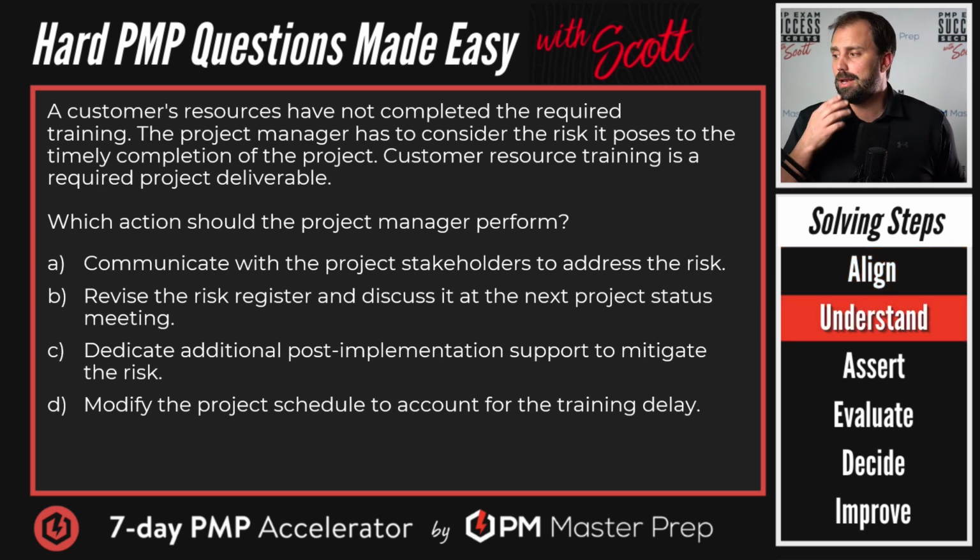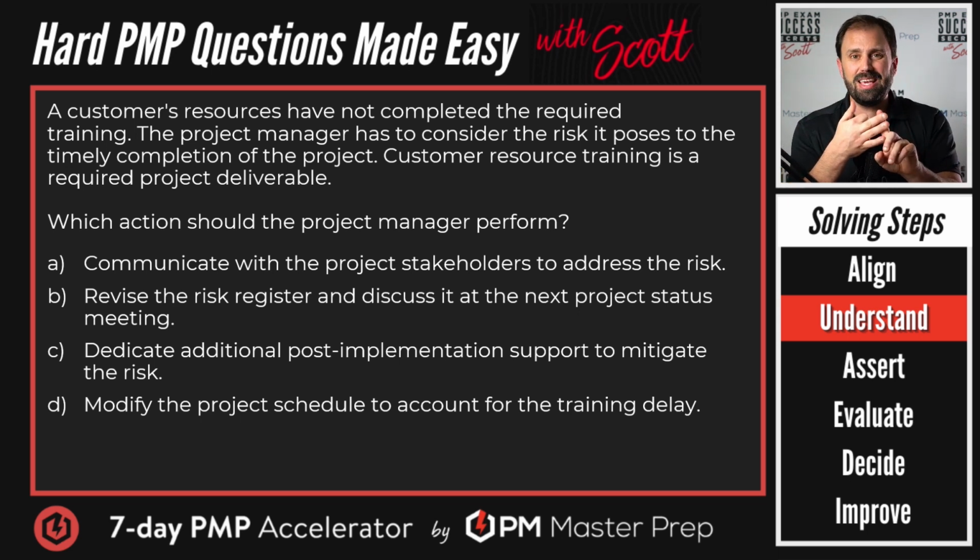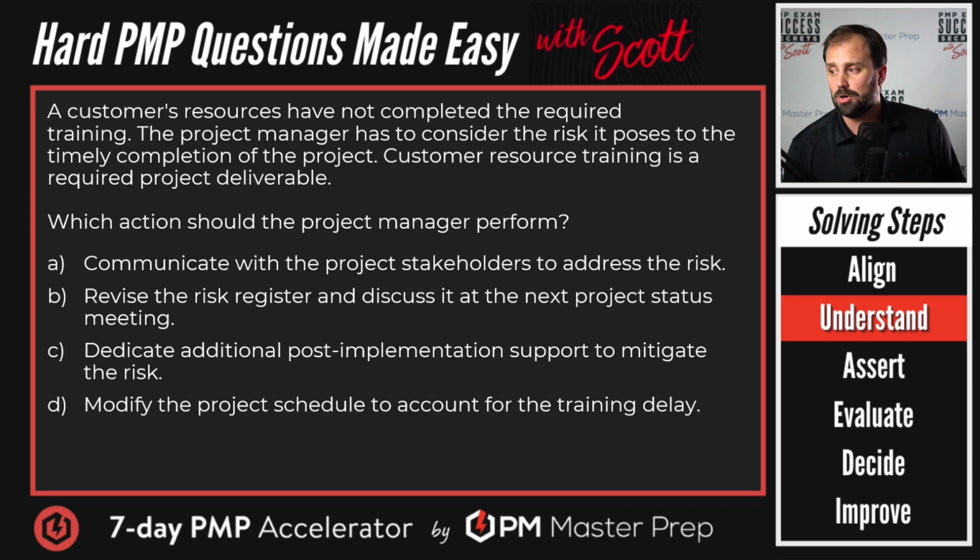Here we go. Step two is understand. Let's figure out what kind of project we're in, maybe what kind of process or event we're in. What are the keywords? Let's get our head around this. All right, so let's read the question. Go up to the top. A customer's resources have not completed the required training. So it's required training. The project manager has to consider the risk it poses to the timely completion of the project. The customer resource training is a required project deliverable. Which action should the project manager perform?